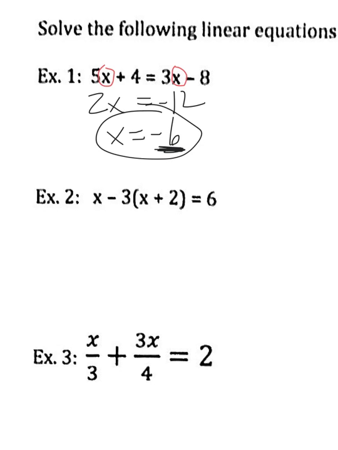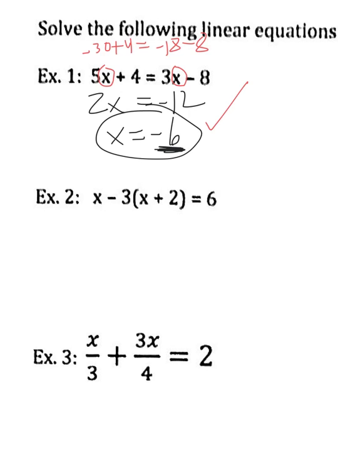For instance, if I plug negative 6 back in, up here I'm going to get negative 30 plus 4 equals negative 18 minus 8. So I get negative 26 equals negative 26. It satisfies the equation. I just checked and I know I have the right answer.